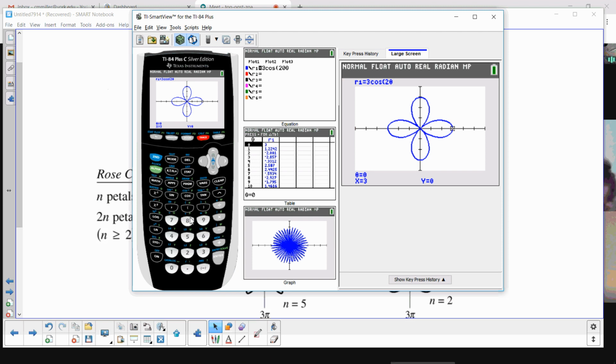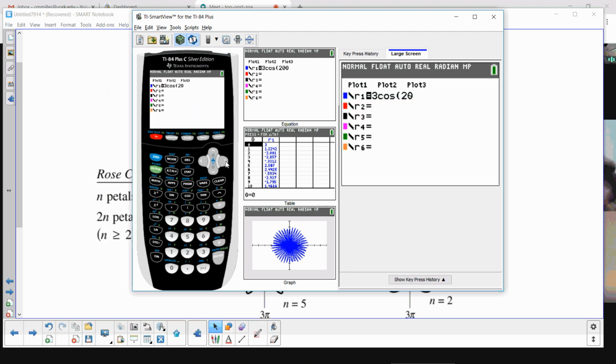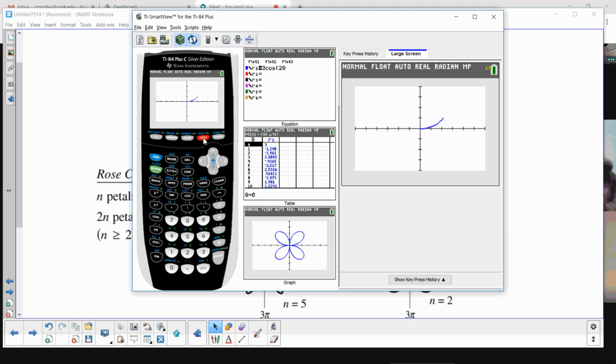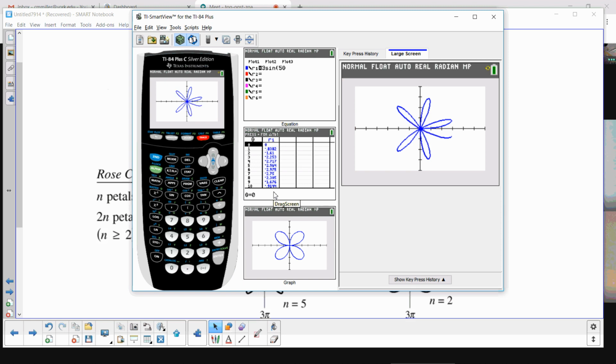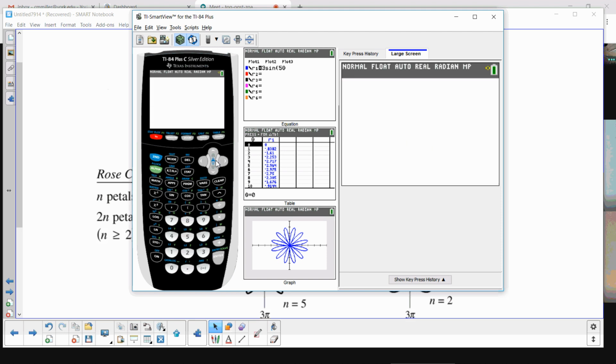Okay. Now let's do sine. Watch, you ready? Trace. It gives me the petals in the middle of the quadrants instead of centered on the axes. But the same rule applies. If I have an even number, it's going to give me twice that number of petals. So if I do 6, that's an even number, 12 petals, right?